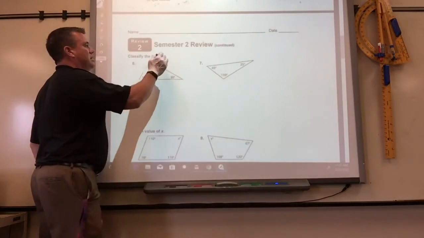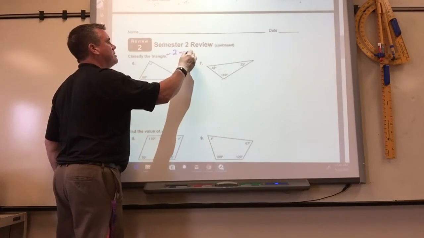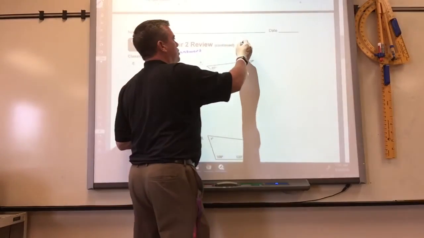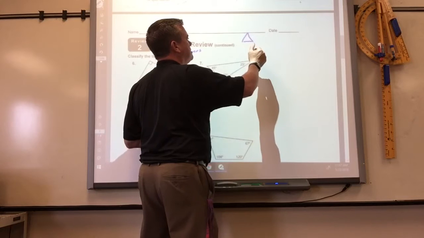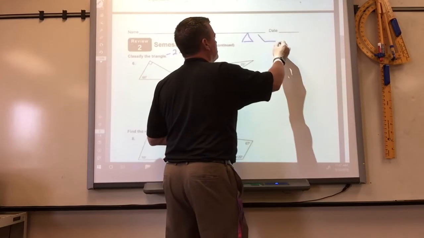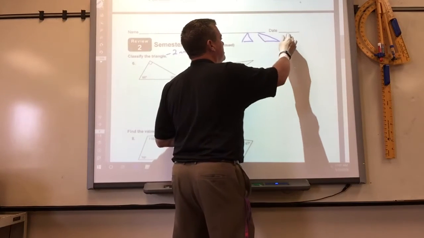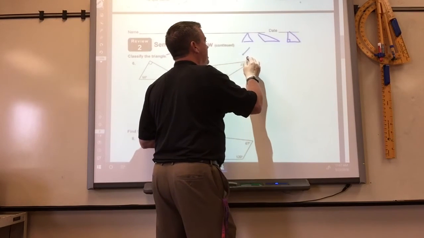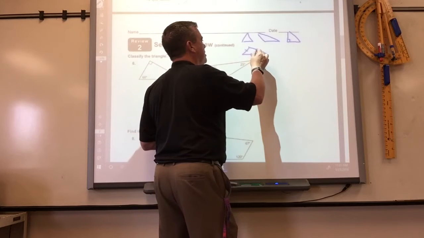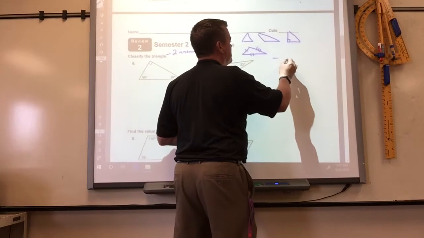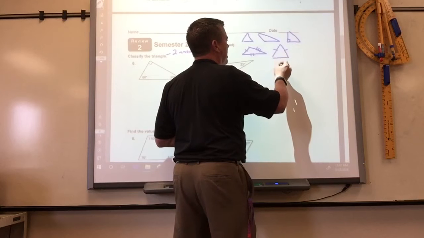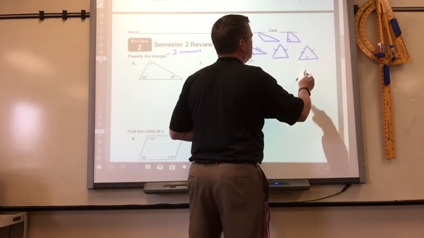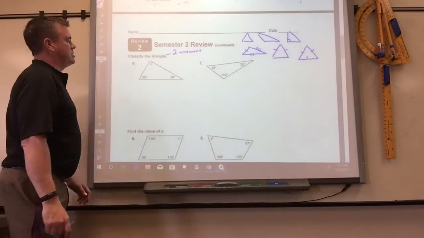Classifying triangles. You're going to have two answers. Remember, it can be acute, all angles less than 90. Obtuse, one angle's greater than 90. Or right, one angle is 90. It can be scalene, where all the sides are different. It can be isosceles, where two sides are the same. And it can be equilateral, where all sides are the same.